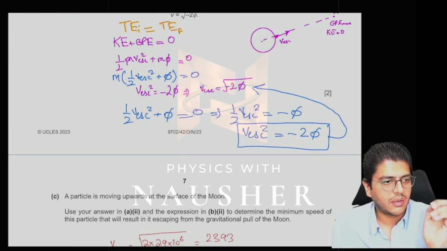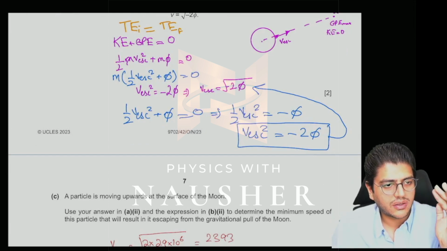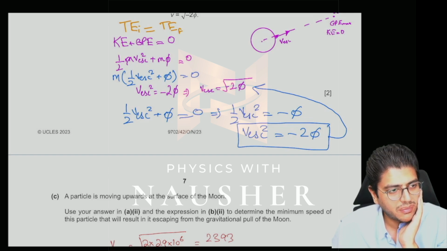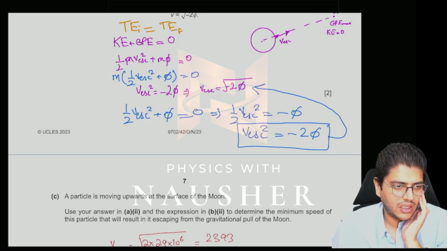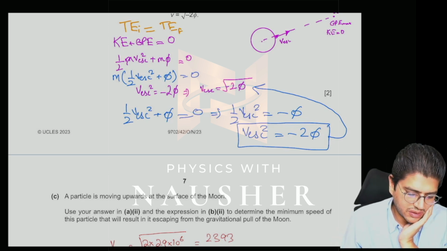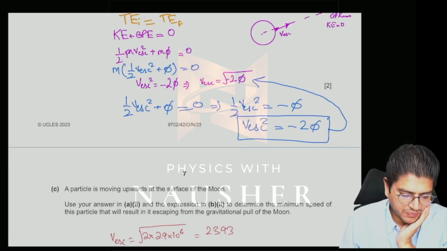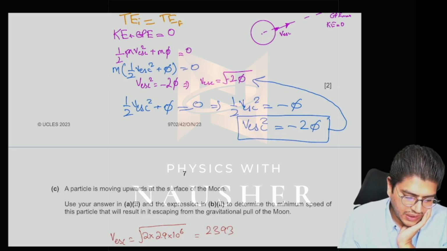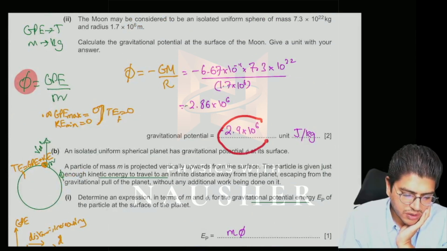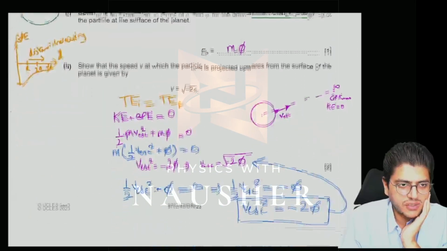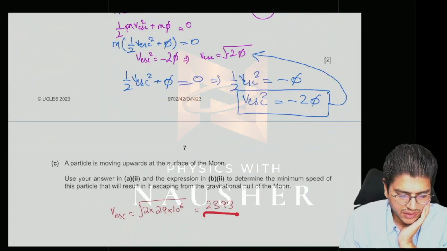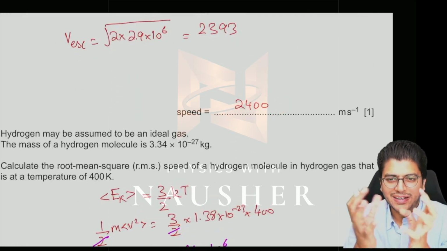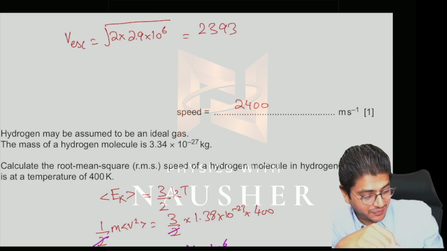Part C: a particle is moving upwards at the surface of the moon. Use your answer in A2 and the expression in B2 to calculate the minimum speed of this particle that will help it escape. So again, they're asking to calculate the escape speed. Escape speed is going to be the square root of minus 2 phi, and at the surface of the moon, the gravitational potential is 2.9 × 10⁶. Just plug in the value and you will get 2393, which is about 2400. Now they're bringing in ideal gases with this.